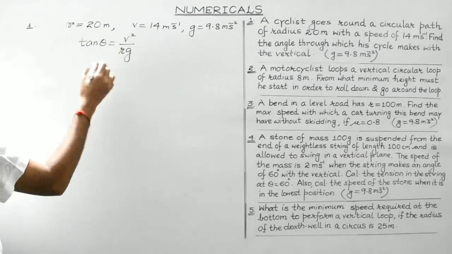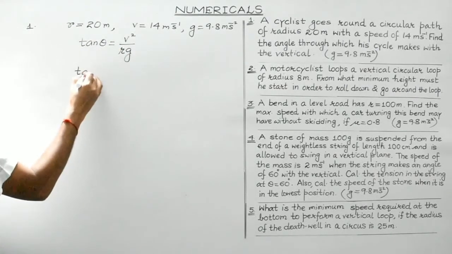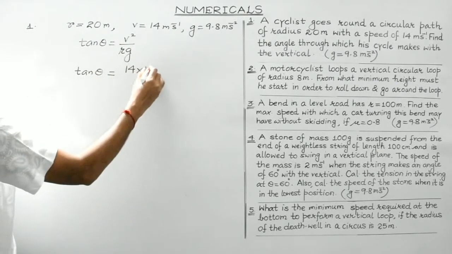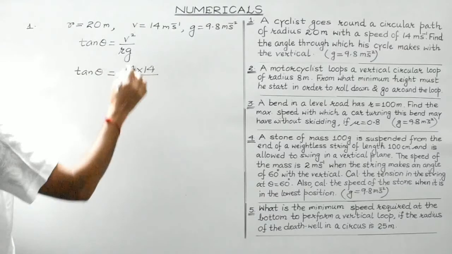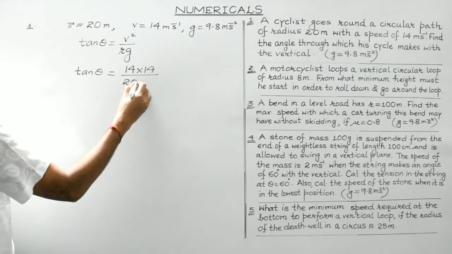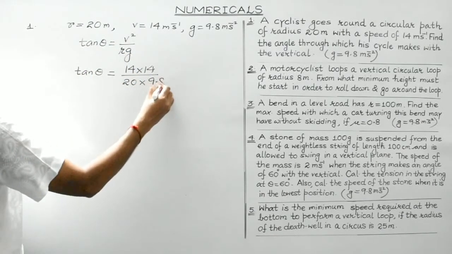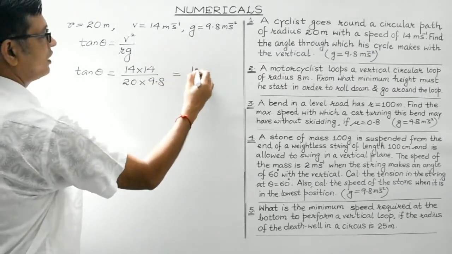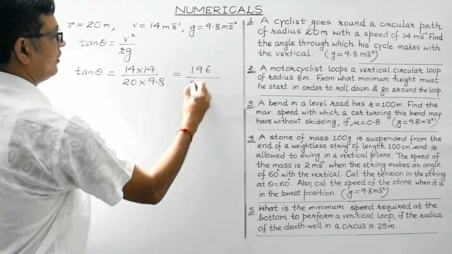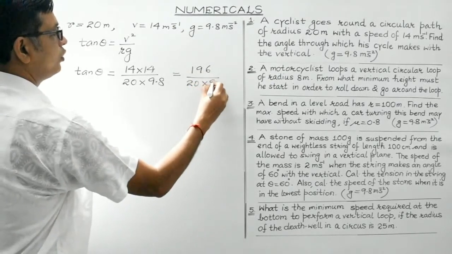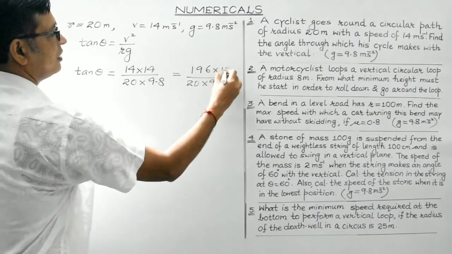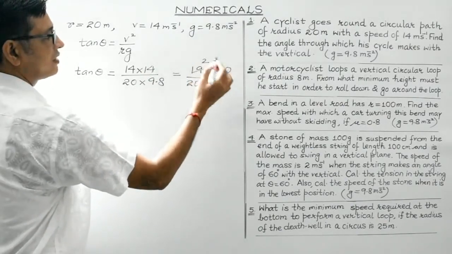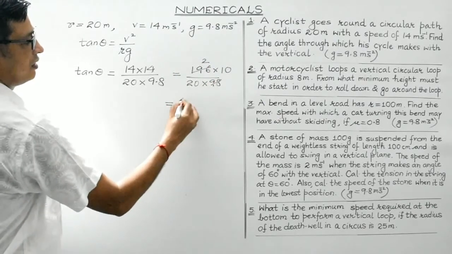So let's substitute these values over here. So tan theta will be equal to v square, that is 14 into 14, divided by R. Radius is 20. Small g is to be taken as 9.8, right? So let's try to solve it. 14 square is 196, divided by 20 into 98 into 10. We can write it like this. So 98 to 196, so 20 by 20 is equal to 1.